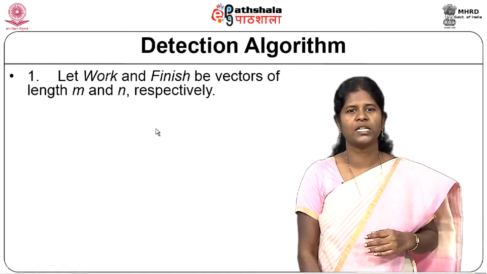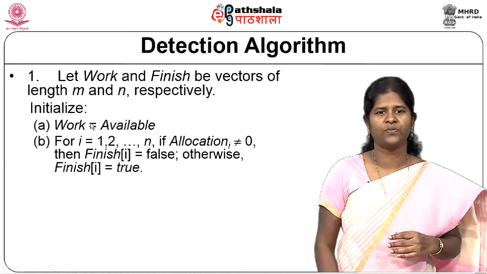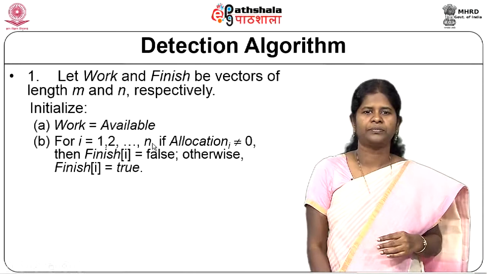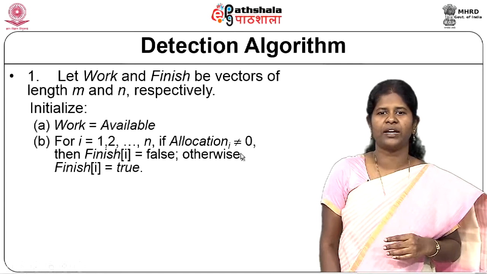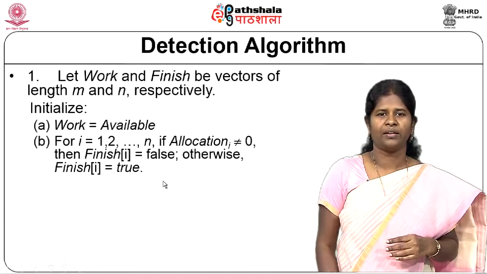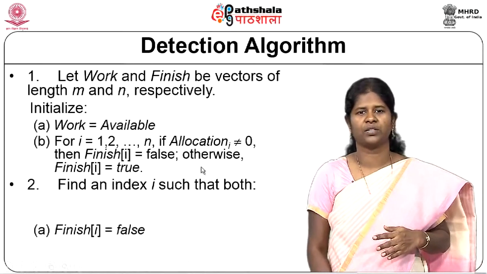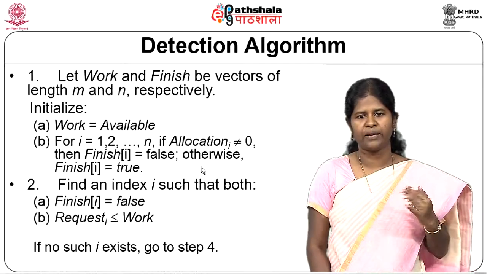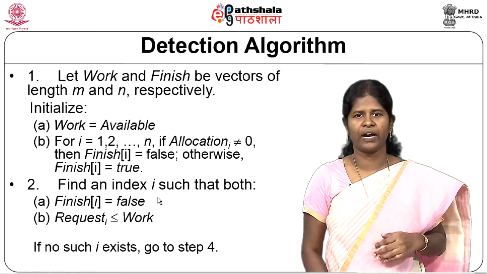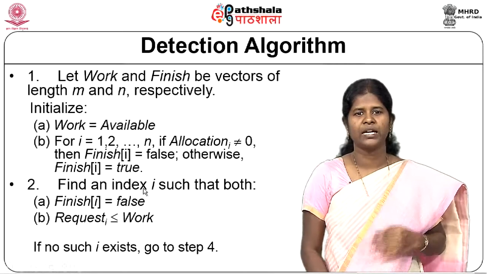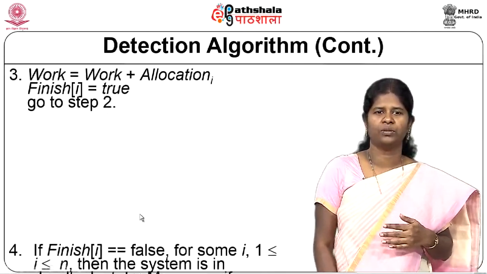You have 2 vectors, work and finish, of length m and n respectively, and you initialize work equal to what is currently available. For each i equal to 1 to n, you check if Allocation_i is not equal to 0, and if Allocation_i is not equal to 0, then Finish[i] is equal to false, otherwise Finish[i] is equal to true. And then you go through an iteration where you try to find an i such that Finish[i] is equal to false and Request_i is less than or equal to what is currently available. If there is no such i, then you go to step 4.